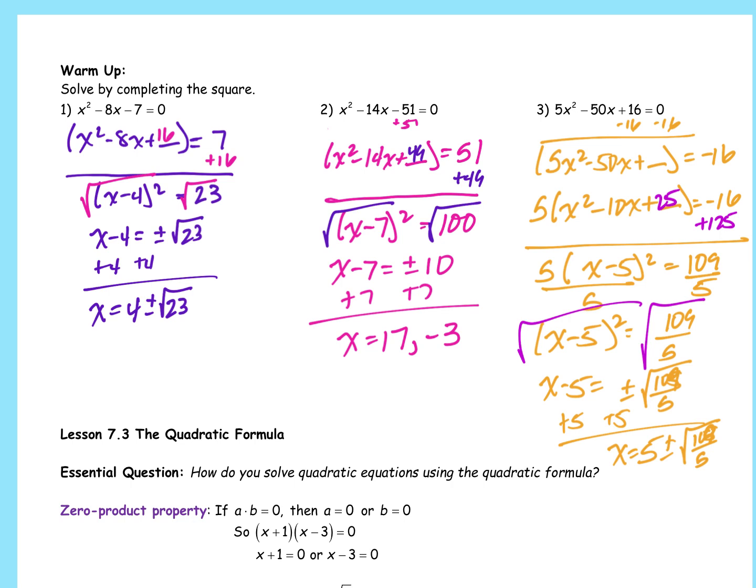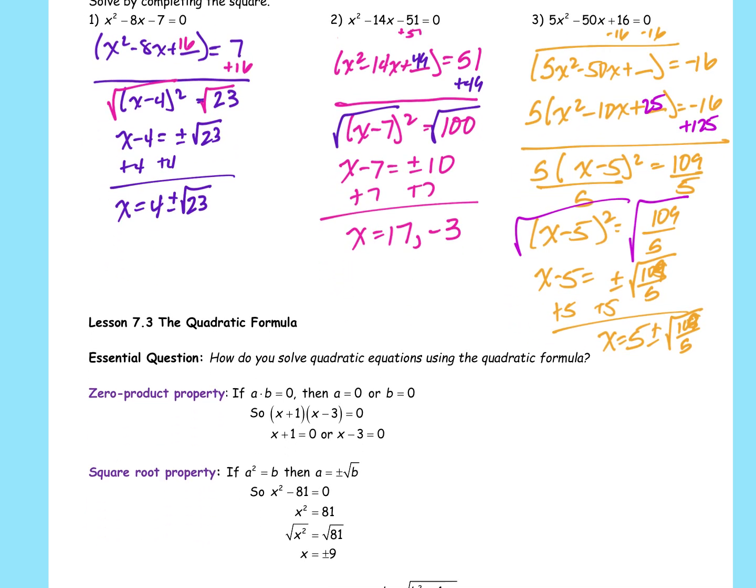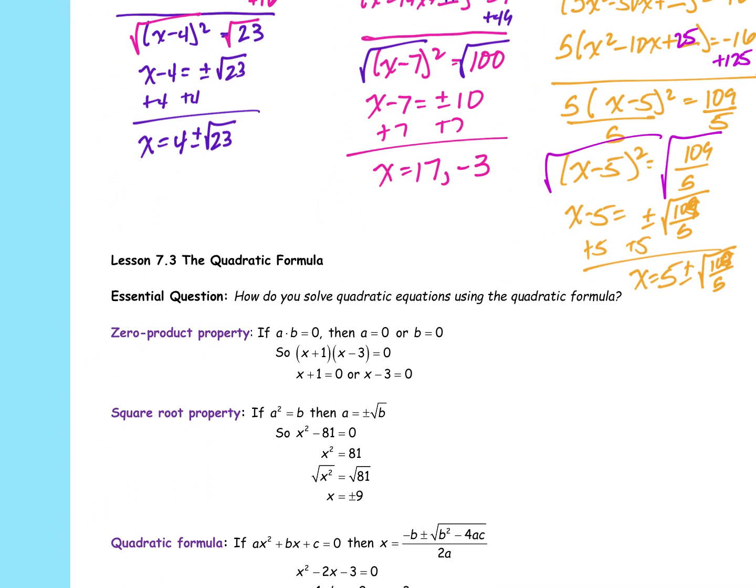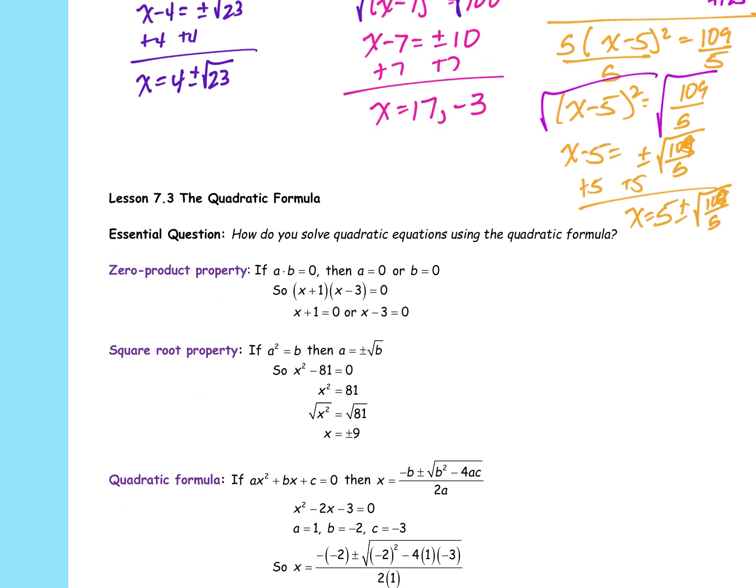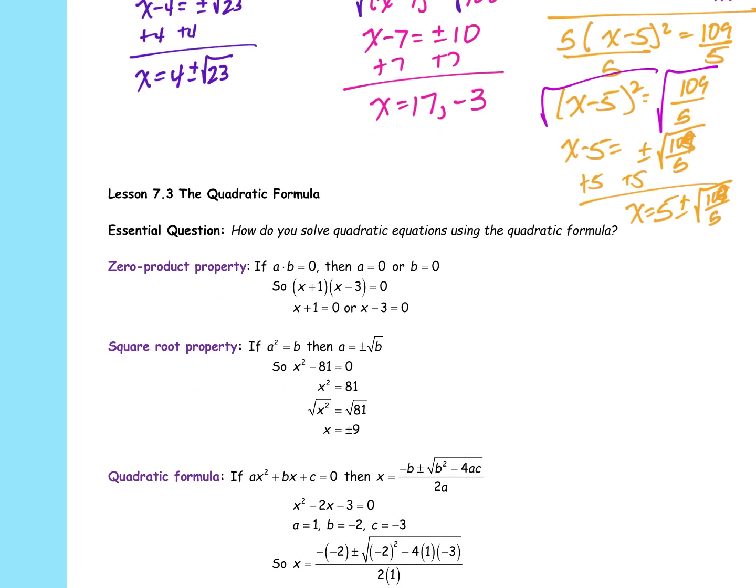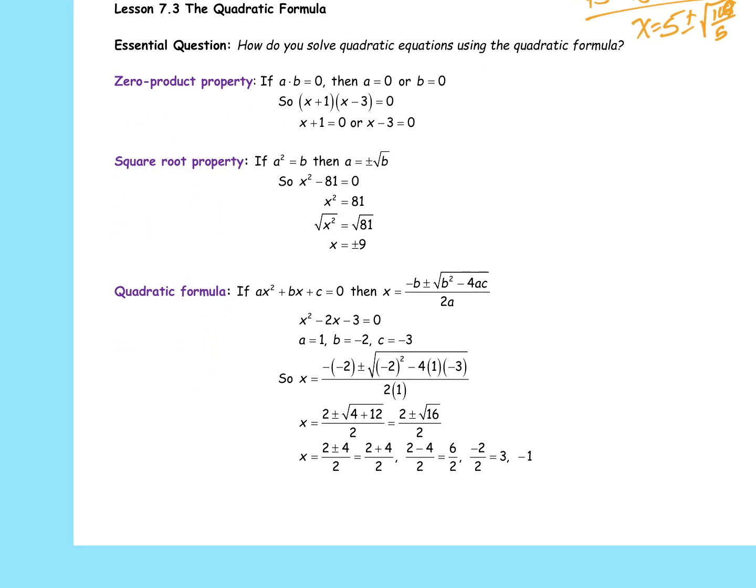Okay, so now we're going to move on to what we're talking about today, which is my favorite way to solve quadratics, the quadratic formula. So we've done the zero product property, which says if I have two things multiplied together equals 0, then one of them equals 0, right? And we've solved by square roots. Awesome.